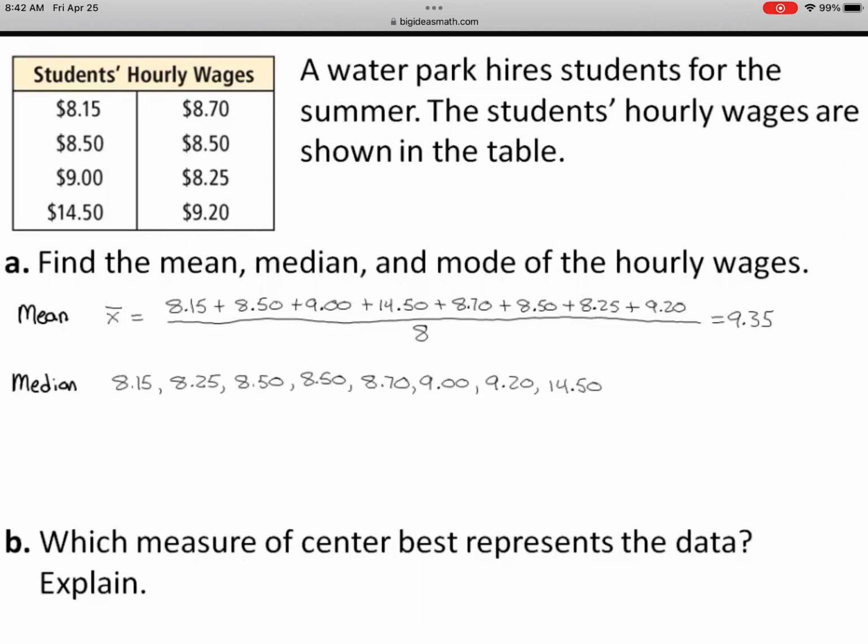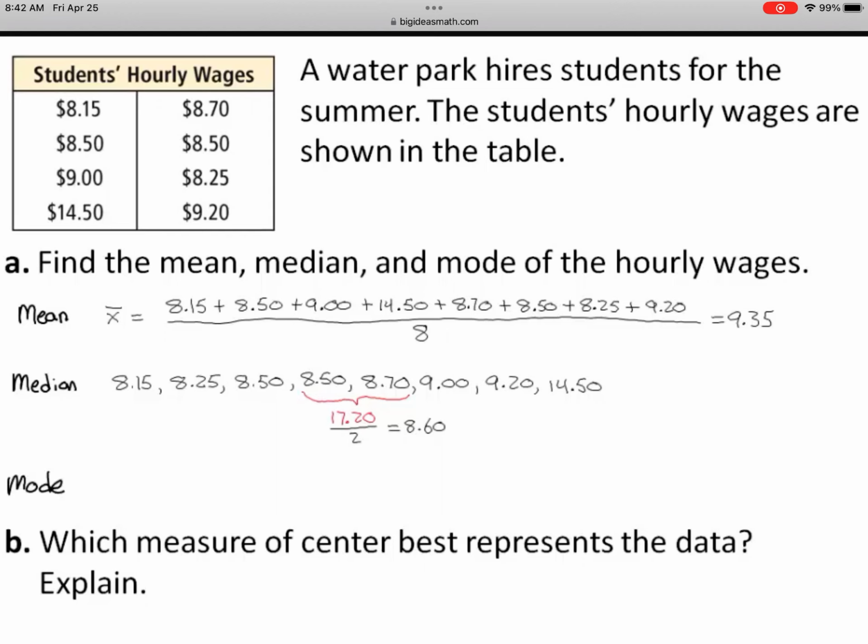Because there is an even number of values, the median is the mean of the two middle values, $8.50 and $8.70. The mean of these two numbers is given by the quantity 8.50 plus 8.70 divided by 2, or 17.20 divided by 2, which equals $8.60.